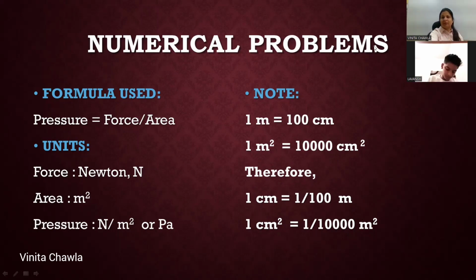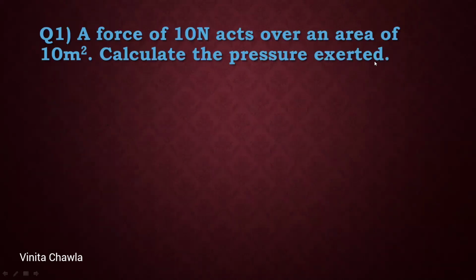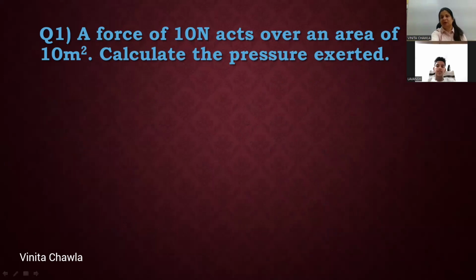A force of 10 Newton acts over an area of 10 meters square. Calculate the pressure exerted. We have the force given to us. It is 10 newtons. Area is also given. It is 10 meters square. We have to calculate the pressure exerted. How do we find the pressure? Force by area. It's force upon area.